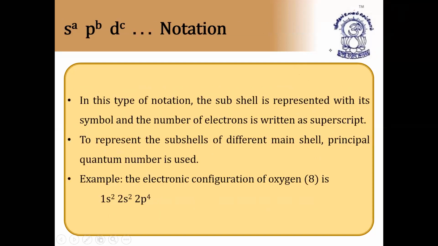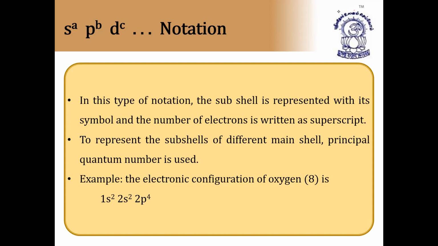So SPD notation, s to the power a, p to the power b, d to the power c, is very simple. In this type of notation, the subshell is represented with its symbol and the number of electrons is written as a superscript. To represent the subshells of different main shells, the principal quantum number is used. So the principal quantum number is used for subshells and the azimuthal quantum number is used for s and p and so on.